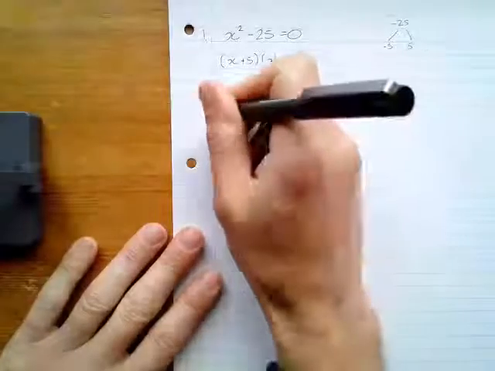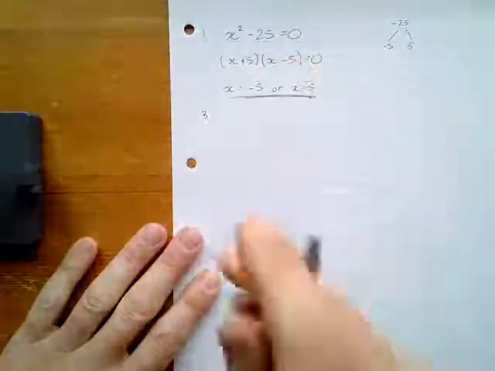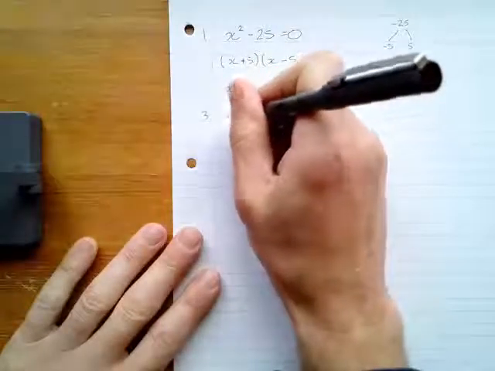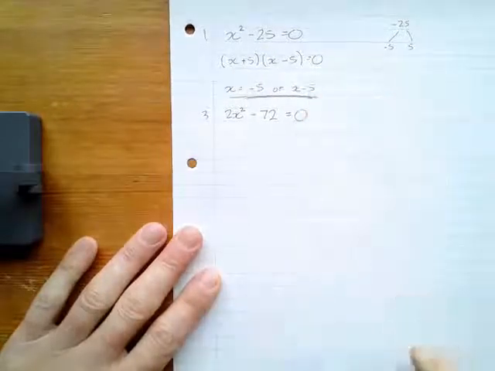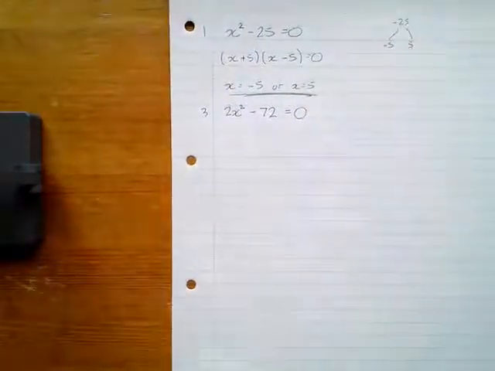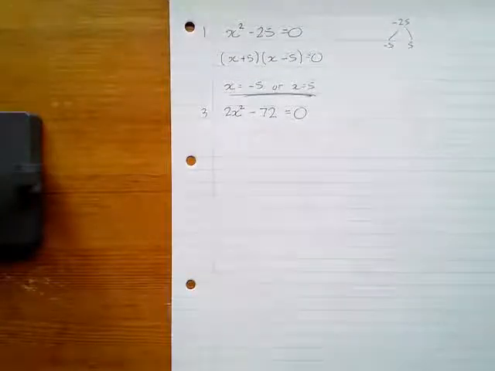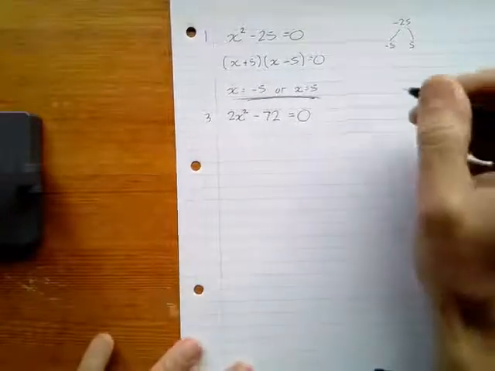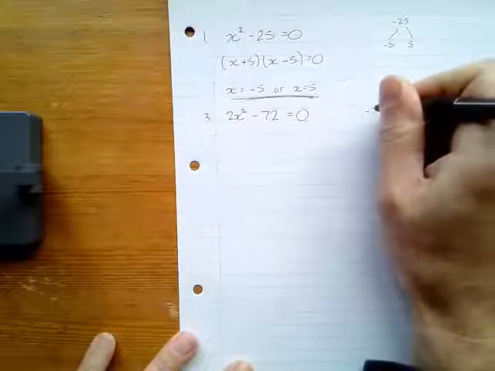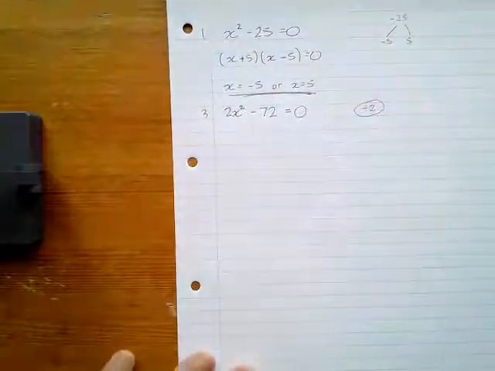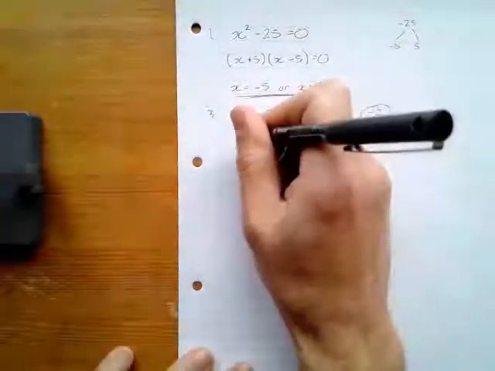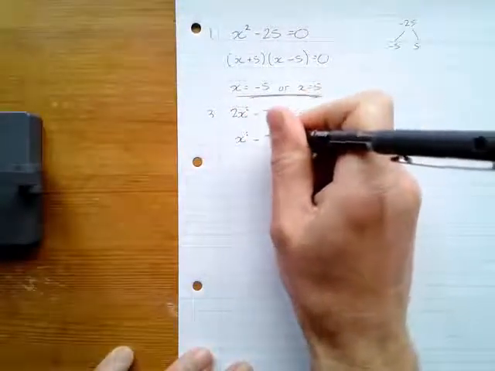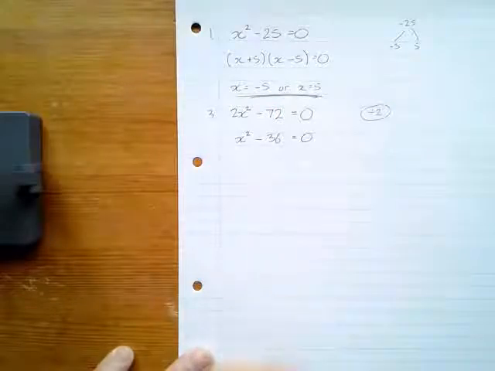On to number 3. So number 3. You can always pause this video if I'm going too fast and just have a look for yourself and make sure you understand the steps. 2x squared minus 72 equals 0. Now with this one here, the first thing I'm going to do is divide everything by 2. Because I'm going to do it to both sides, to all things on both sides, then that is fine. And that will give me x squared minus 36 equals 0.